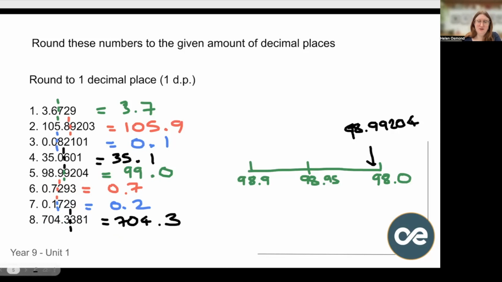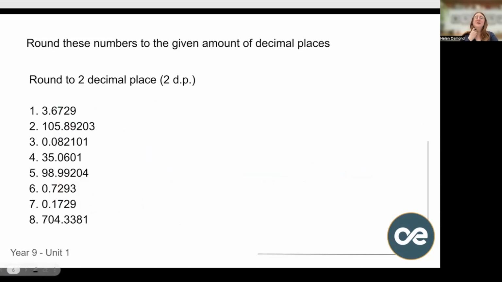So just check you've got your answers there, particularly check for number 5. That was the tricky one in the middle, just to make sure that you've got those 9s rounding correctly. It's a very easy place to slip up if you're not careful. Okay, so that was practicing to one decimal place. Let's practice to 2. Same numbers, as you might notice, exactly the same. Let's see what happens when we round to 2. Pause the video and see how you get on.